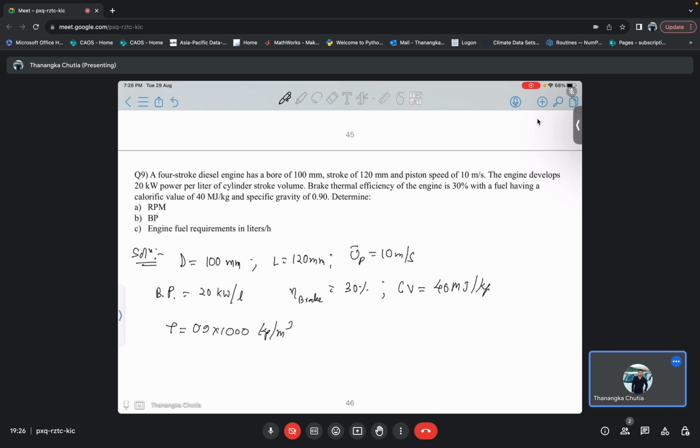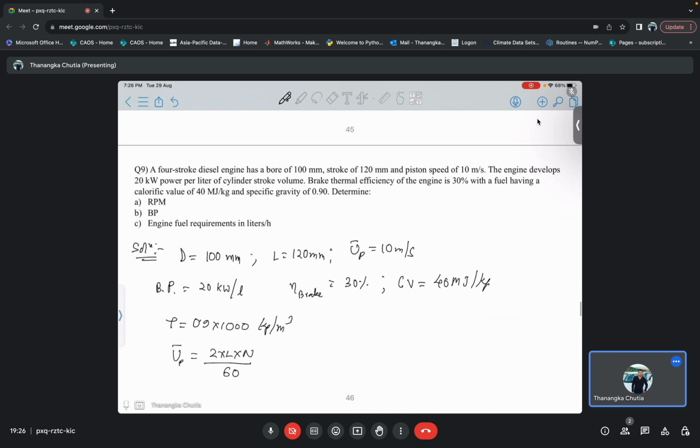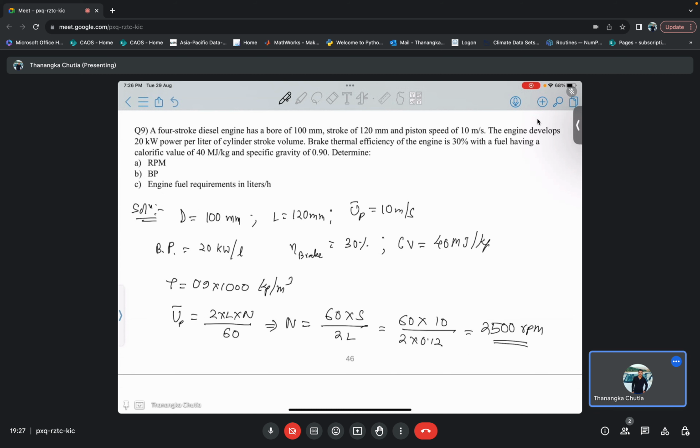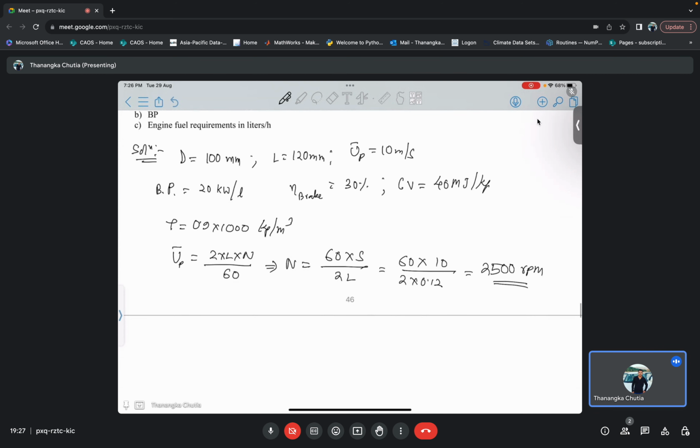Okay, now we know Up average is equal to 2 into L into N divided by 60. So from here N will be nothing but 60 into Up divided by 2L. Okay, so this will give you 60 into 10 divided by 2 into 0.12, 2500 rpm. So we got the rpm as 2500.